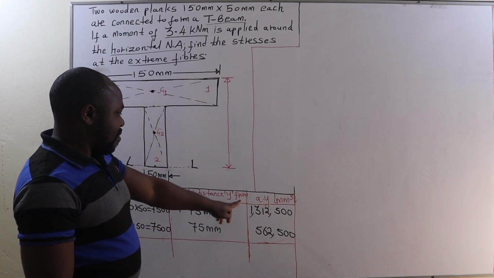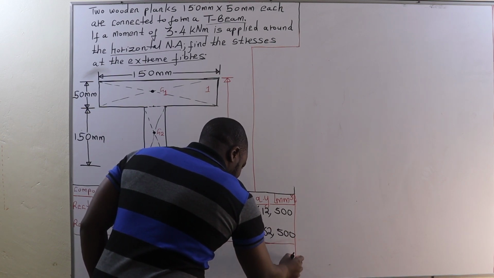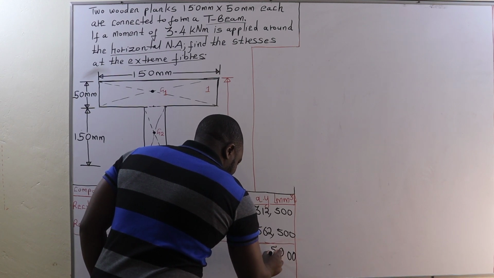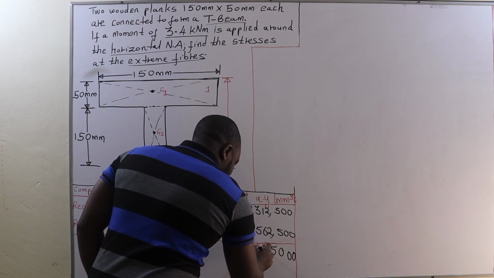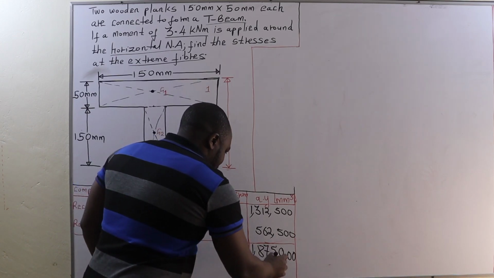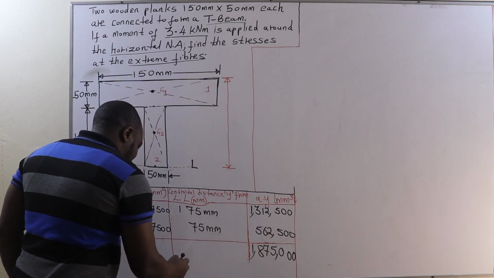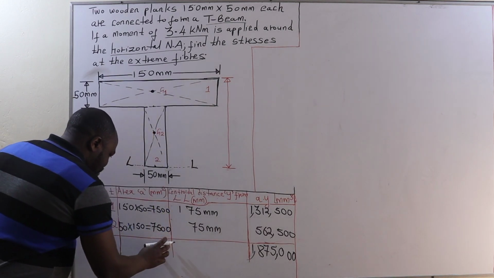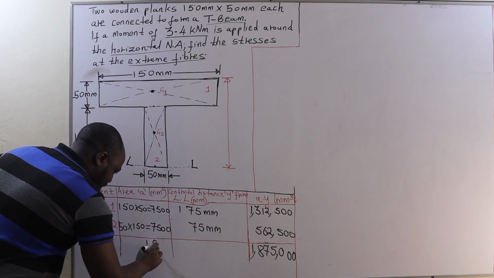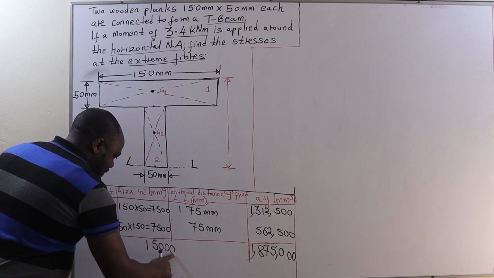Then we are going to add AY. When you add AY, that is going to be 1,875,000. And then we are going to add the area of rectangle 1 plus the area of rectangle 2. That is going to be 15,000 square millimeters.